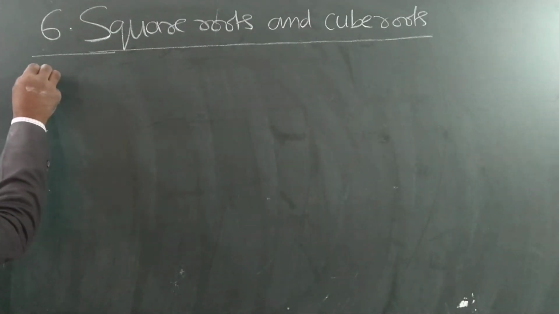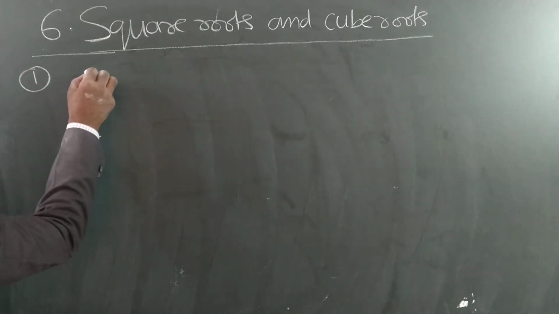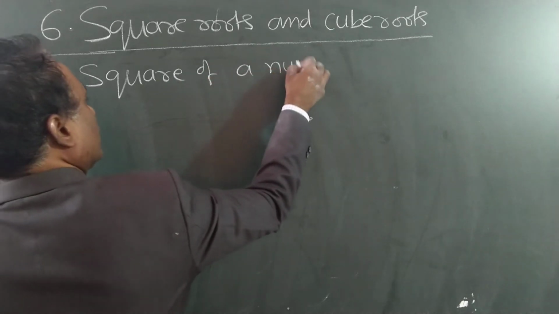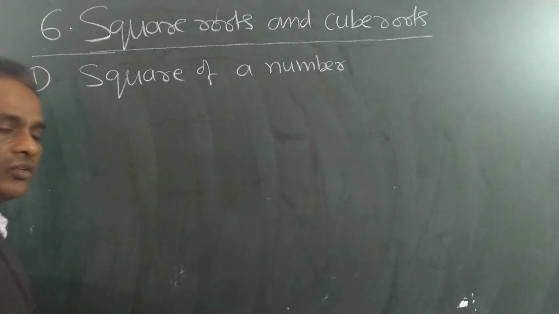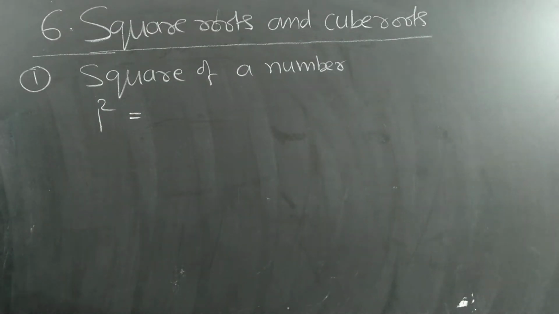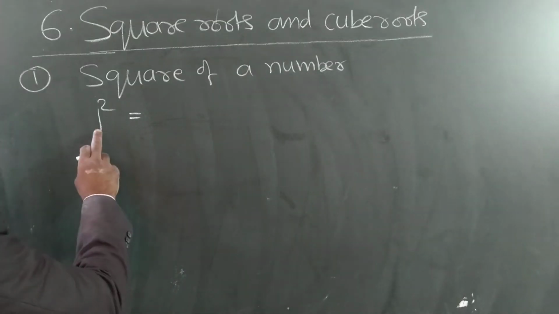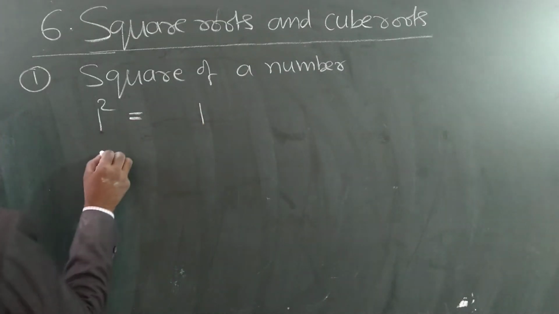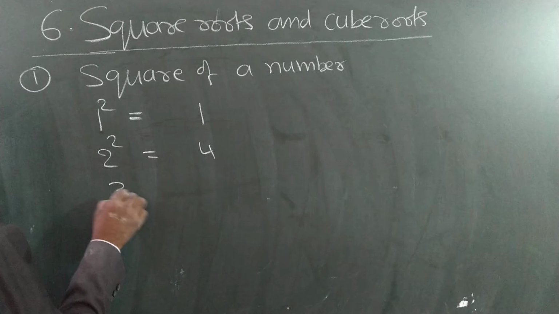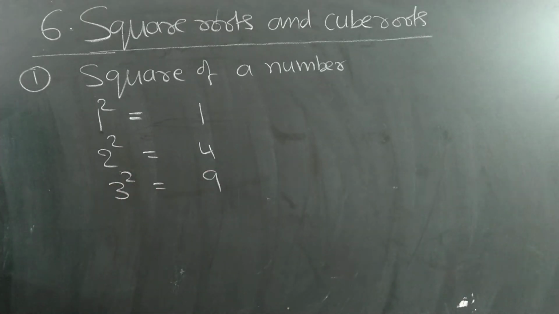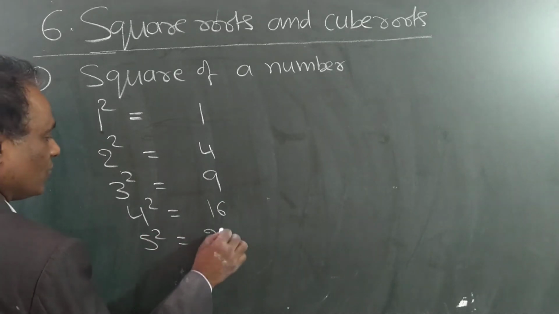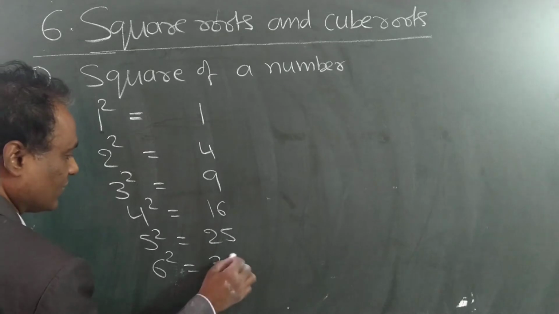Square of a number. See here, students. 1 into 1 is written as 1 square. 1 square means 1 into 1, and 1 into 1 is 1 only. Suppose 2 square is there. 2 square means 2 into 2, 4. 3 square is 3 into 3, 9. 4 square is 4 into 4, 16. 5 into 5, 25. 6 into 6, 36.